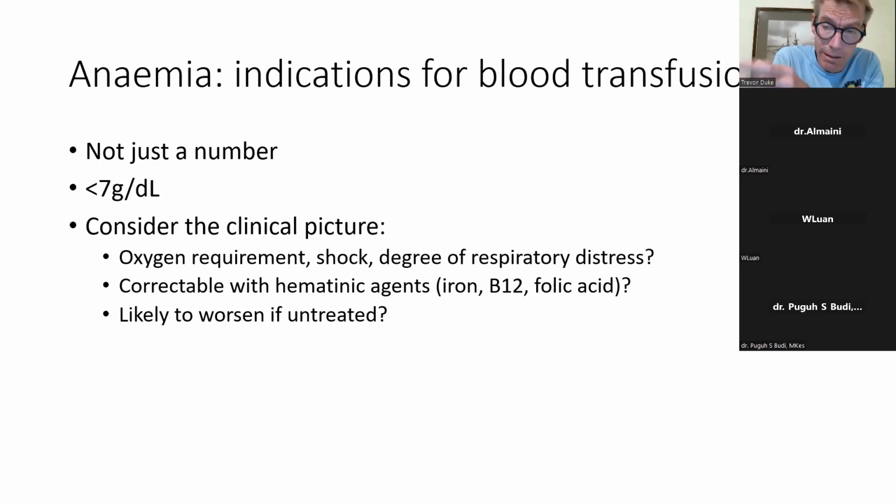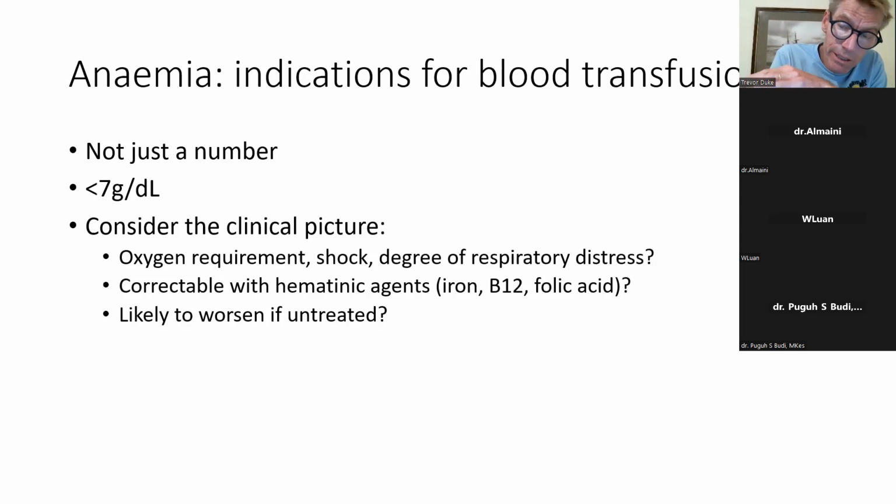So it's not about the number. It's really about, you have to consider the whole clinical picture to decide whether to transfuse a child. Usually we transfuse children who are less than 7 grams per deciliter, 1, because follow-up might be difficult, 2, because they might have a progressive condition, 3, because their anemia might not be correctable with a hematinic agent by just giving them iron or B12 or folate.